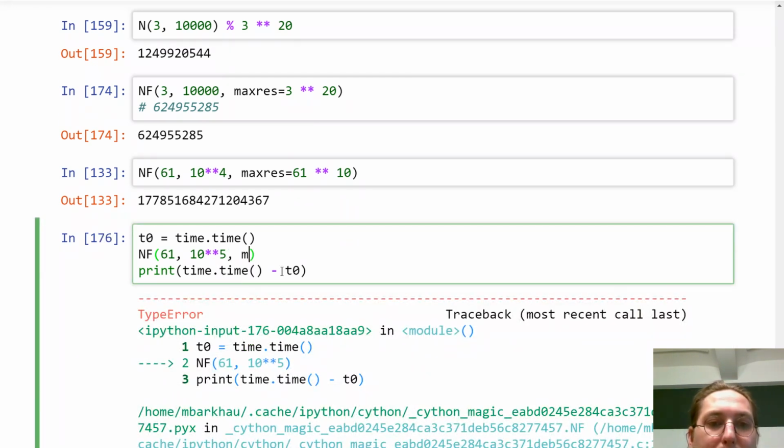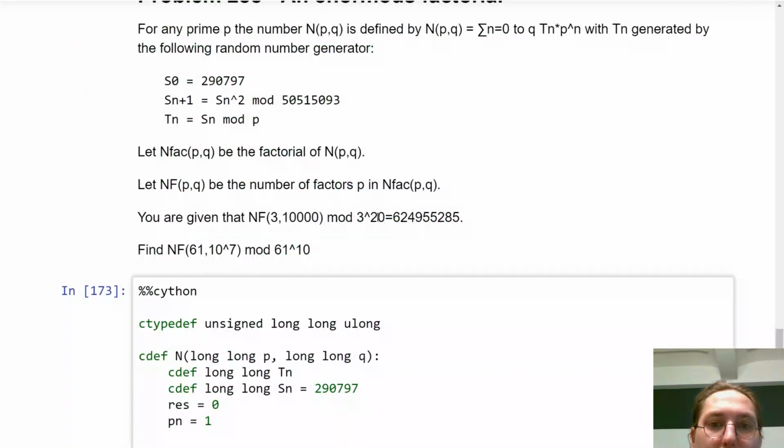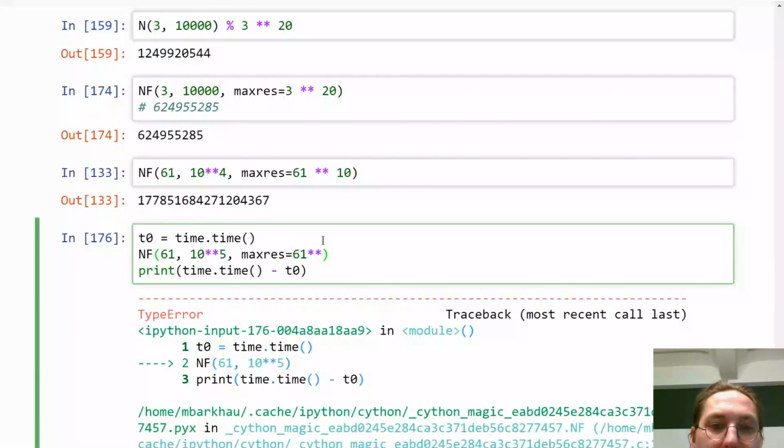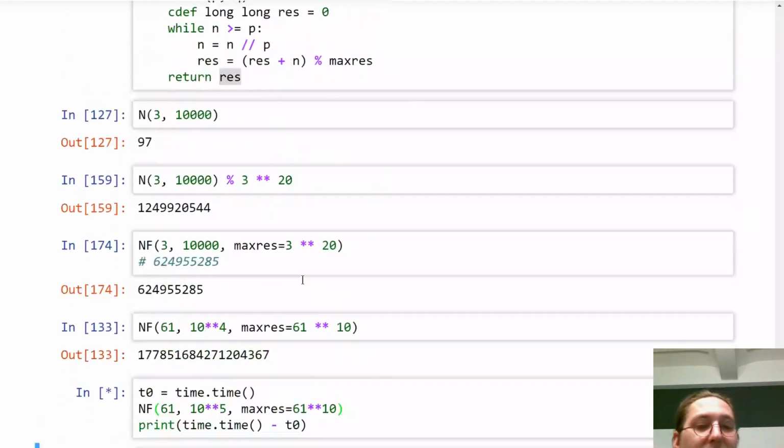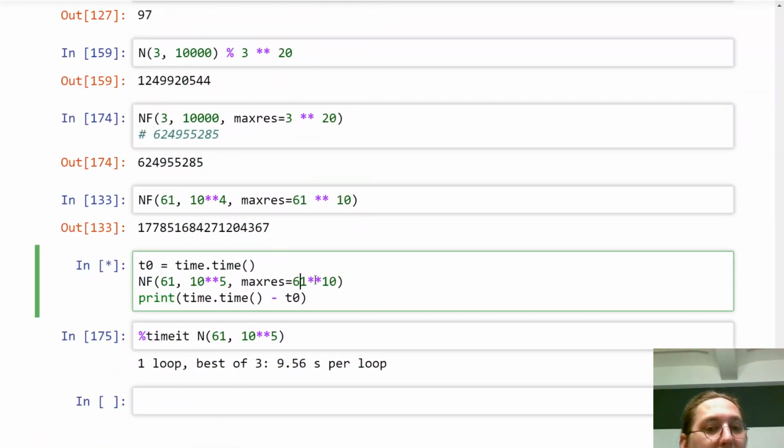Okay, max res. 61 to the... well, now's the question of how much we want. Actually, it doesn't matter. We can do 61 to the 10. That's fine. But it still won't get finished fast. Well, it will take a minute.